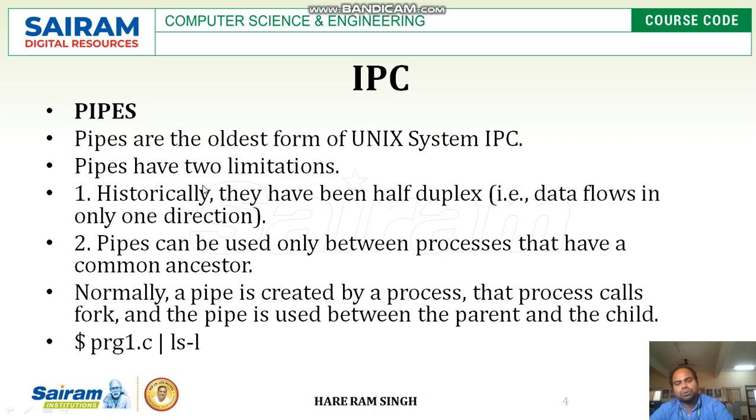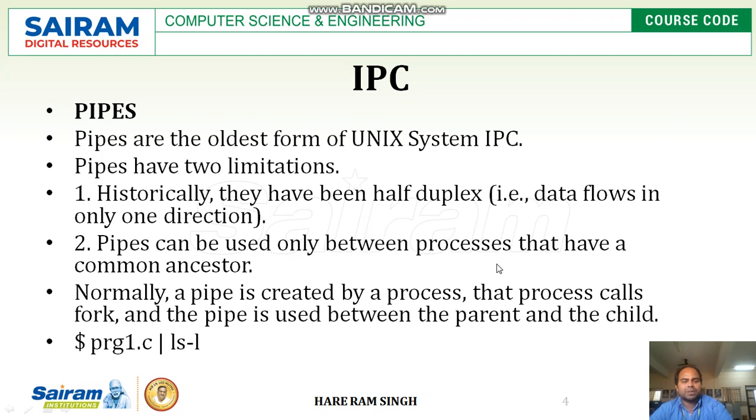Pipes have two limitations. One limitation is that they are half duplex, meaning data flow can take place in only one direction, either from A to B or from B to A. If two processes A and B are communicating, data can flow only from A to B or from B to A. So only one-way communication can be established using pipes.